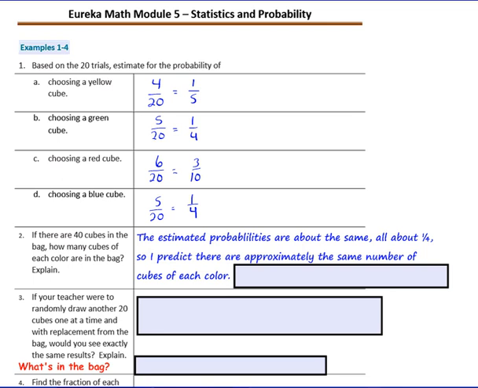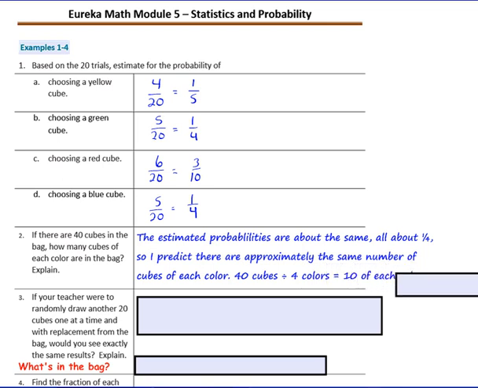Now there are 40 cubes in the bag, so 40 cubes divided by 4 colors is equal to 10 of each color.